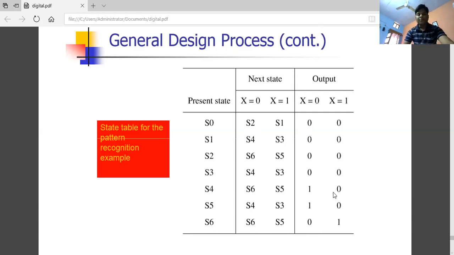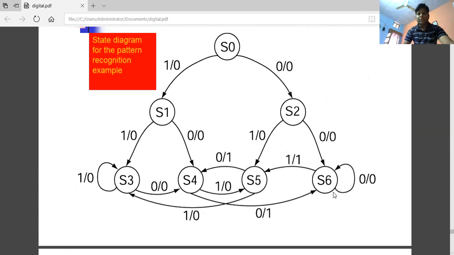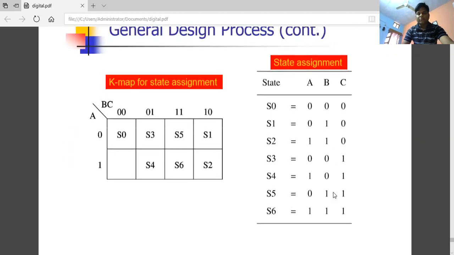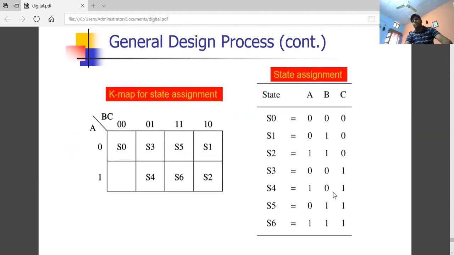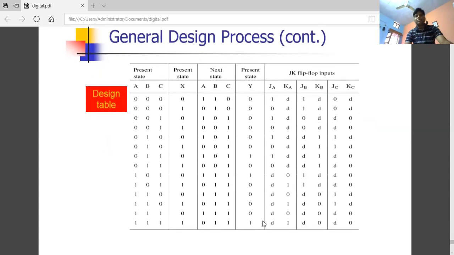First, according to this state diagram, we have to draw a state table. After that, we have the general state assignment. S0 and S1 are 0 0 0 and 0 0 1, and for S2, S3, S4, S5, S6 the corresponding state assignments are there. After that, we have to design a table.